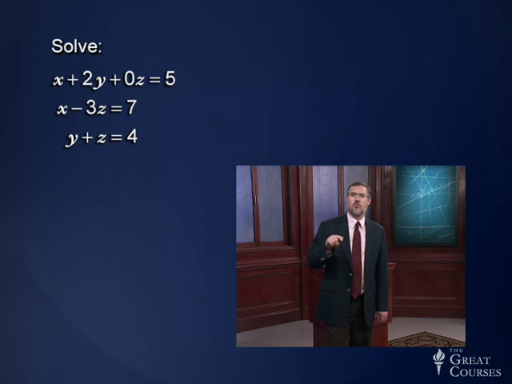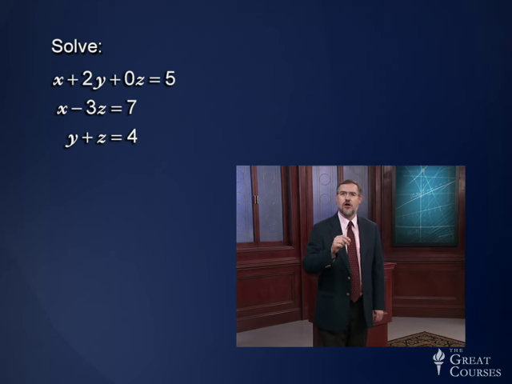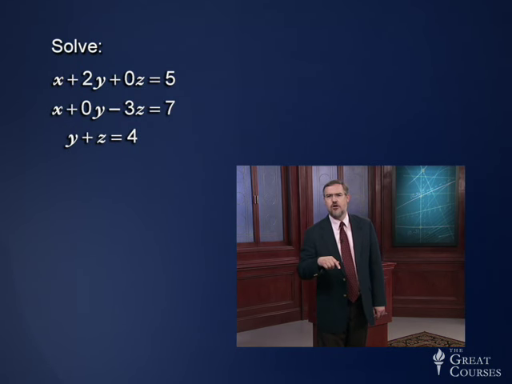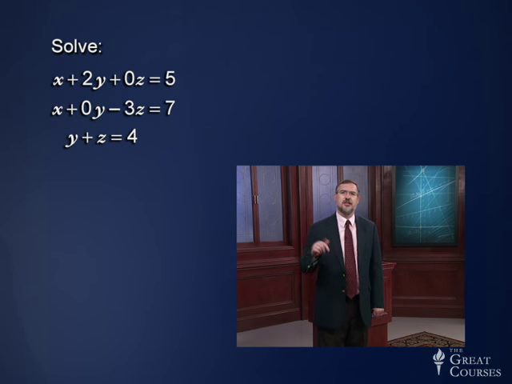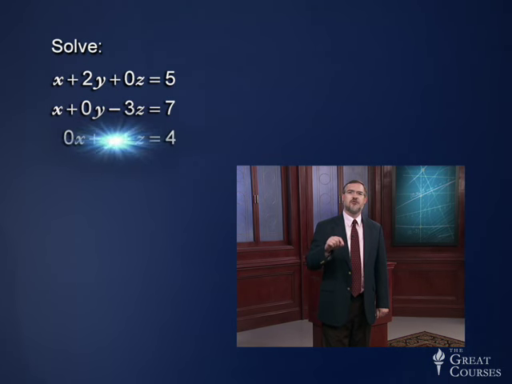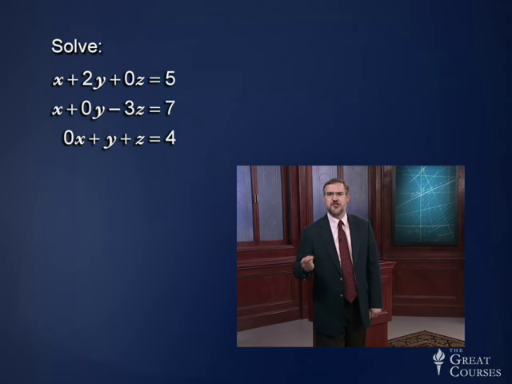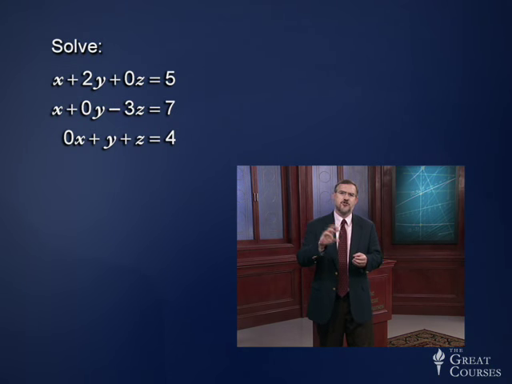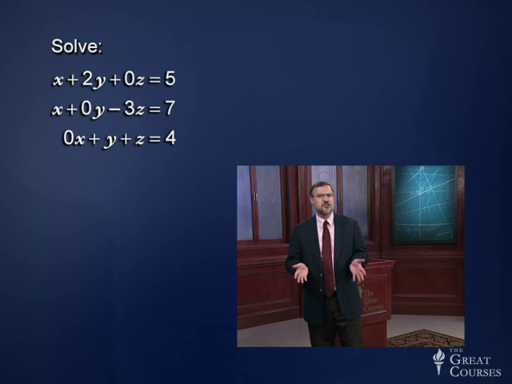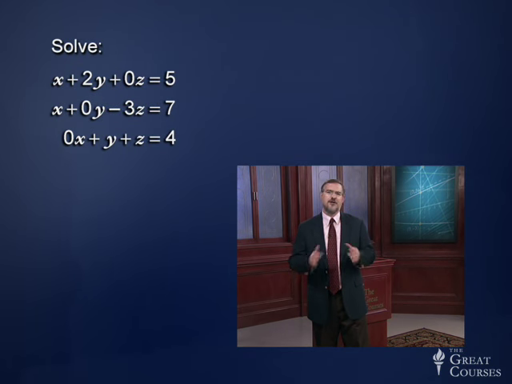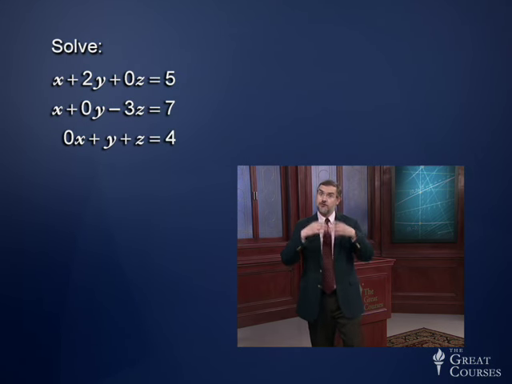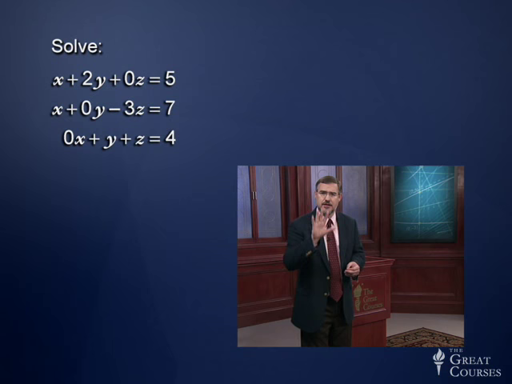x plus 2y plus 0z equals 5, and x plus 0y minus 3z equals 7, and 0x plus y plus z equals 4. If you insert those extra terms with coefficients of 0, it actually makes the system look a little more familiar. But if you don't mind, you don't need those terms. So I'm going to go back to the way the system looked originally. If you want to keep those terms in, go ahead. It won't hurt.